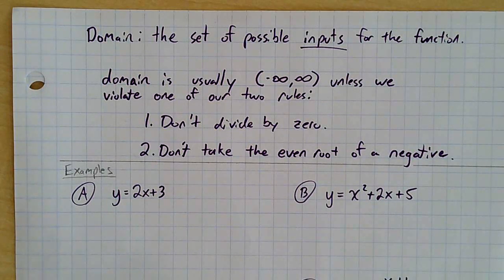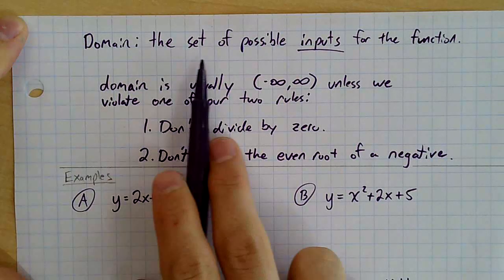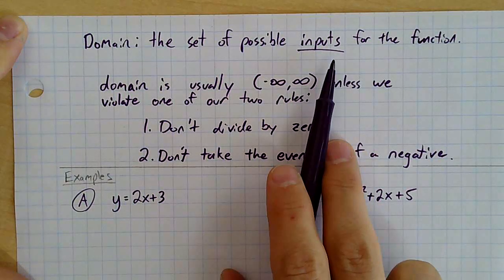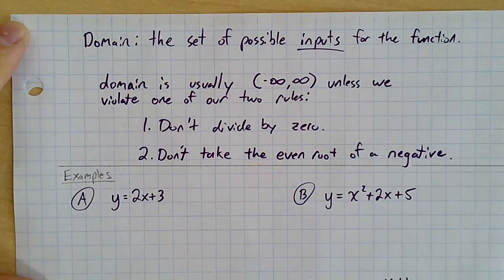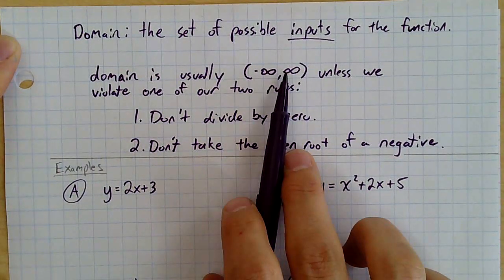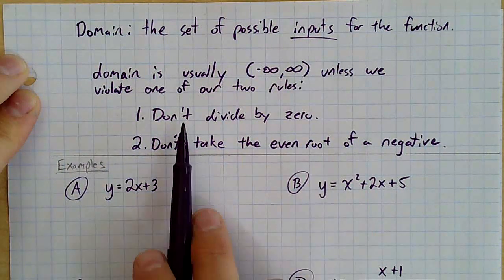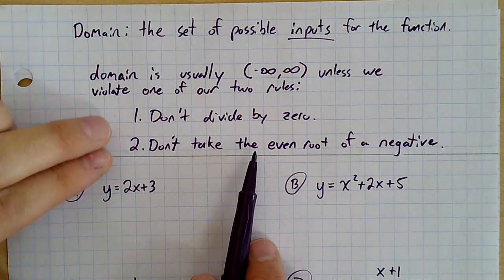All right, y'all, we're going to do a quick review on domain. When we say domain, we mean the set of all possible inputs, typically x, for the function. Domain is usually any number we like from negative infinity to infinity, so all real numbers. The exception is if we break one of these two rules. So this is what we're going to look out for.